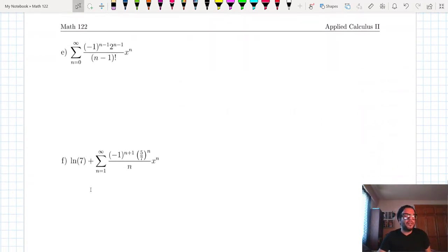All right, let's look at a couple more, and then we move on to applications to evaluating integrals using series. Let's see, what do we have here?